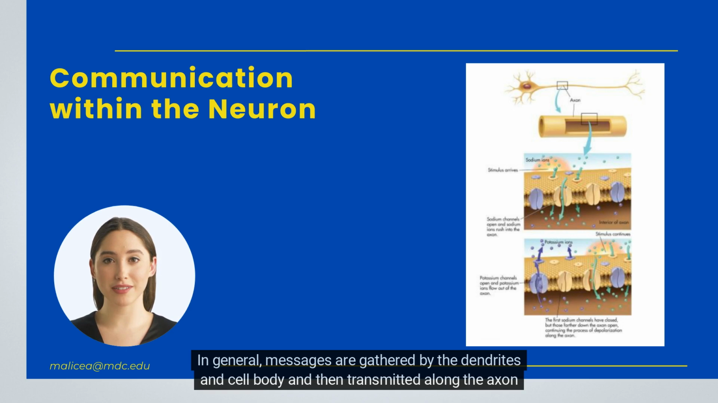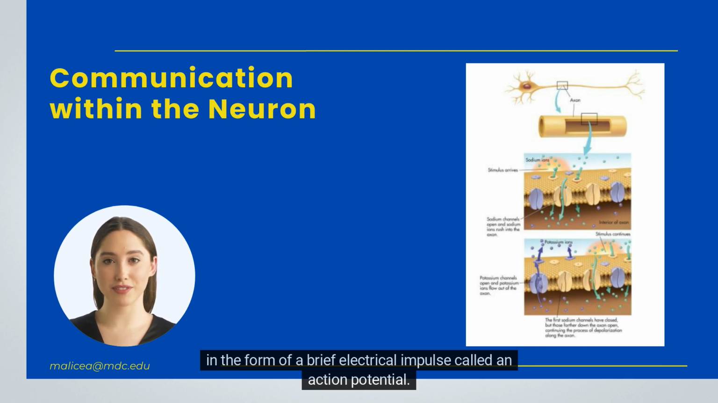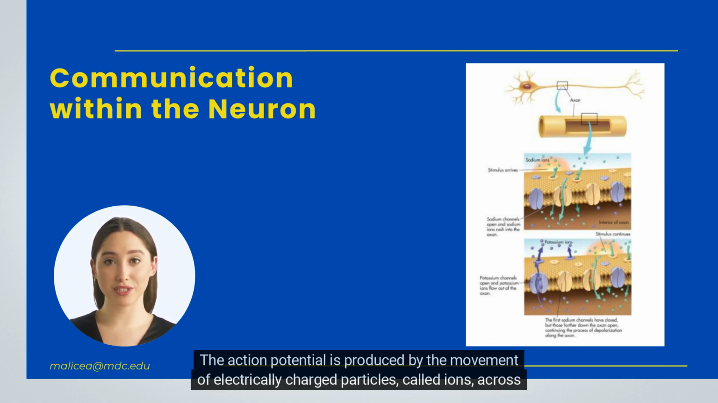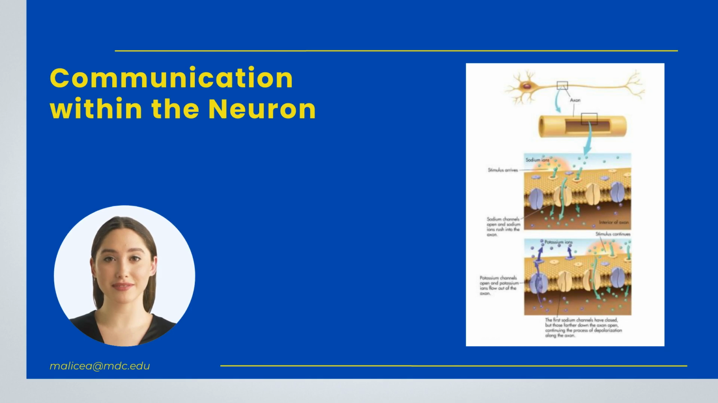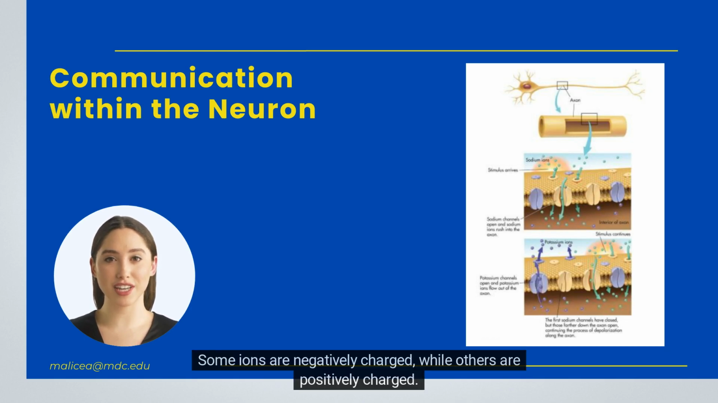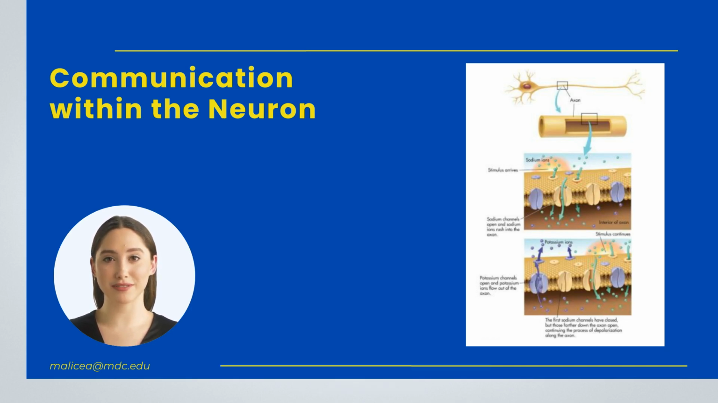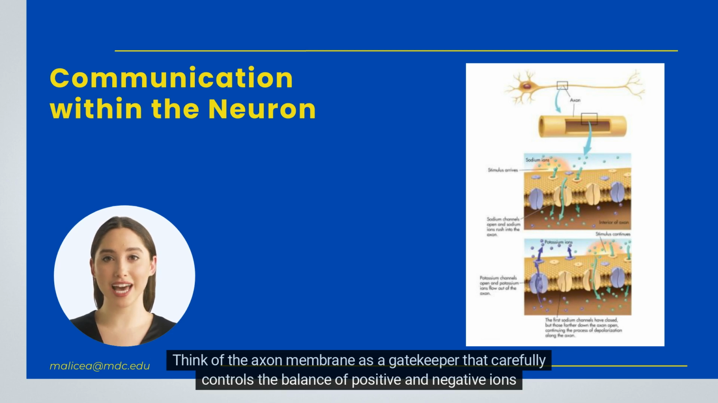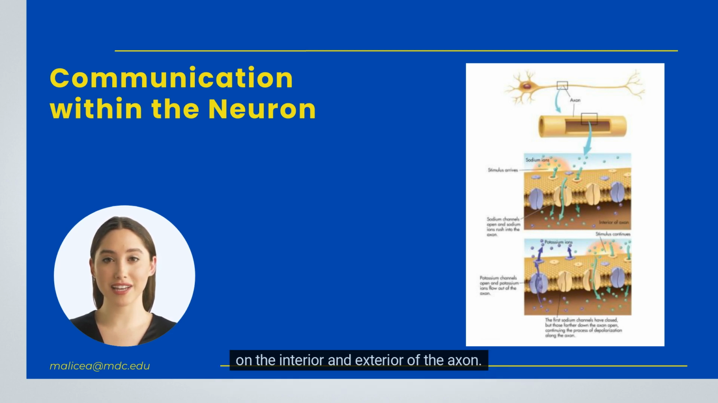In general, messages are gathered by the dendrites and cell body and then transmitted along the axon in the form of a brief electrical impulse called an action potential. The action potential is produced by the movement of electrically charged particles, called ions, across the membrane of the axon. Some ions are negatively charged, while others are positively charged. Think of the axon membrane as a gatekeeper that carefully controls the balance of positive and negative ions on the interior and exterior of the axon.